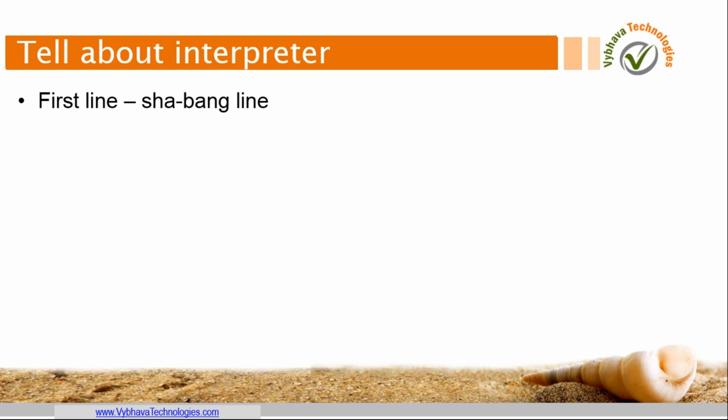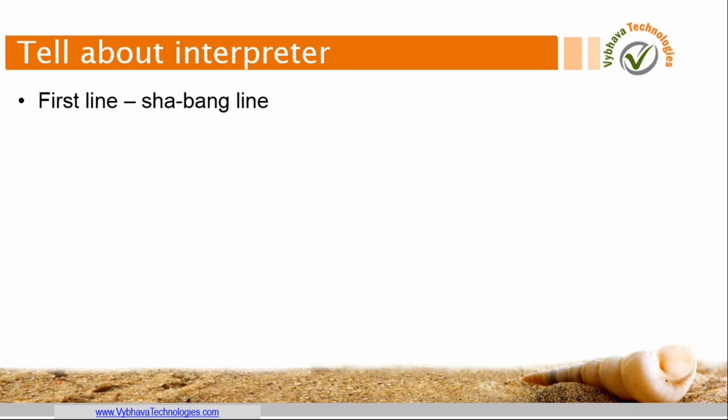If I have a script of 10 lines, and after executing 5 lines I got something wrong in the script, then it will stop there itself, at the first error itself. Okay, so it's an interpreter language.